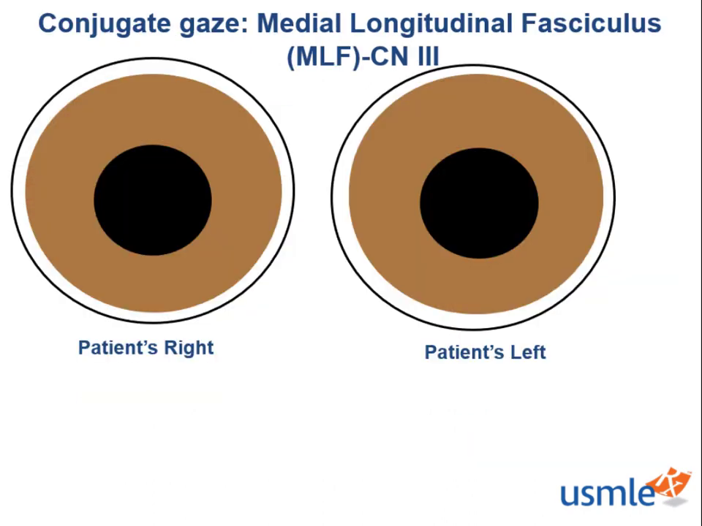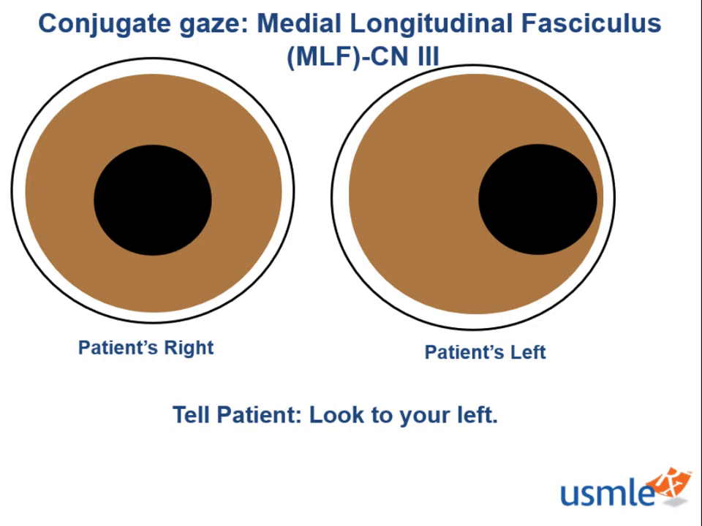Cranial nerve 3 and the medial longitudinal fasciculus, abbreviated MLF, together play a key role in conjugate gaze. Let's see how by asking the patient to look to their left. As we can see, the patient's right eye does not adduct or move medially. This is because the patient's right MLF did not communicate with the patient's right cranial nerve 3 to activate the medial rectus muscle to move the eye medially.